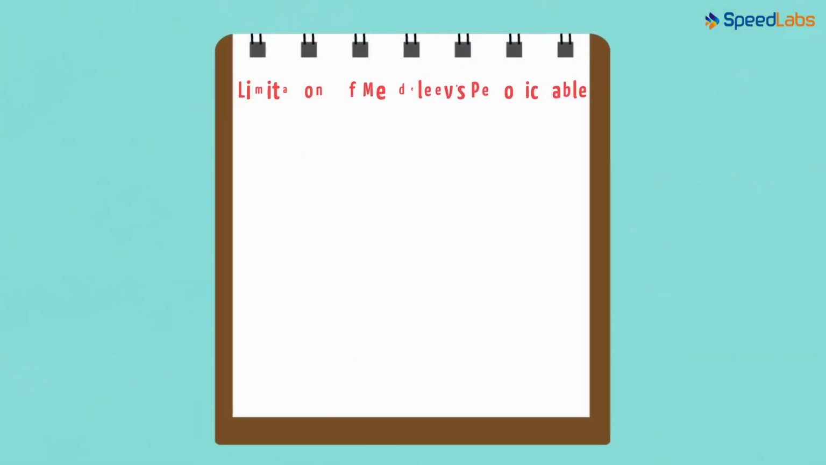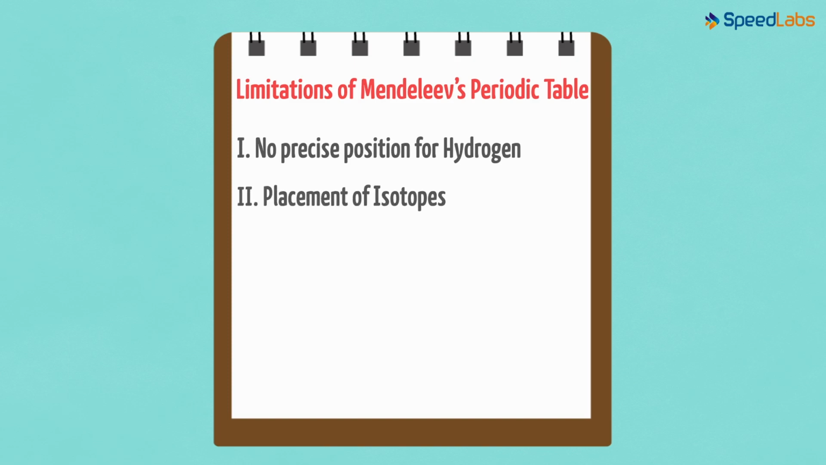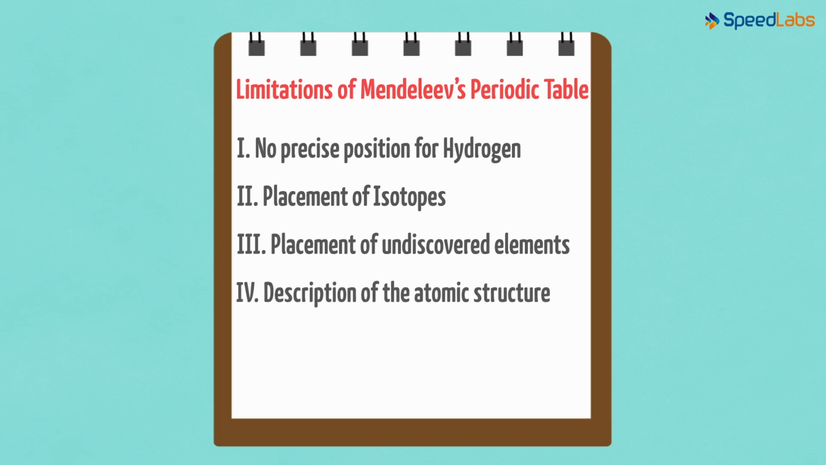So let's quickly review all the limitations of Mendeleev's periodic table. The first in the list was no precise position for hydrogen. Second was the placement of isotopes. Similarly, the placement of undiscovered elements was also a problem. The next demerit was that the structure of an atom could not be described with the help of the table. And lastly, many dissimilar elements were also placed together.